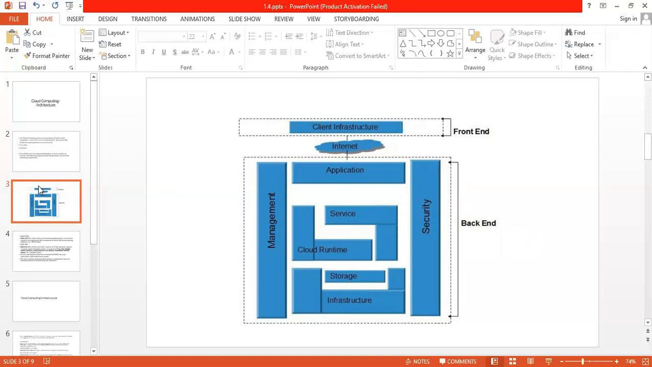So backend consists of large amount of data, so security is more important in the backend. And to communicate with the front end, application is used. For backend, there is also one application, and that application will be used for the purpose of communication with the internet. And internet will communicate with client infrastructure. So this is the communication between front end and backend. So these are the backbones of any cloud computing architecture.